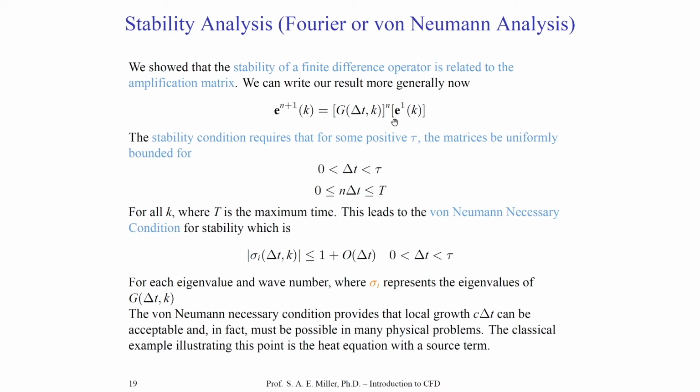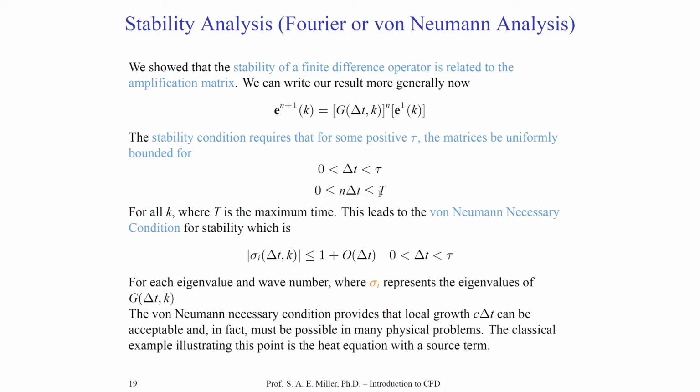Now, the stability condition here requires that for some positive time tau, the matrices will be uniformly bounded between 0 less than delta t less than tau and 0 less than n delta t less than capital T. Here tau is one particular short time and T is the maximum time in our solution, which might be the number of time steps n. Now, for all wave numbers, we might view this as a type of von Neumann analysis, and we'll find a necessary condition for stability.